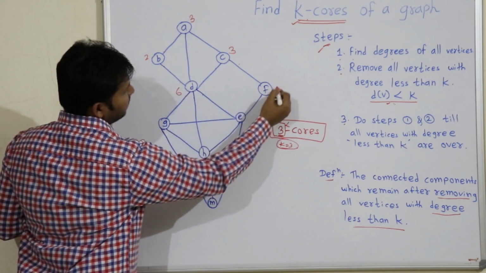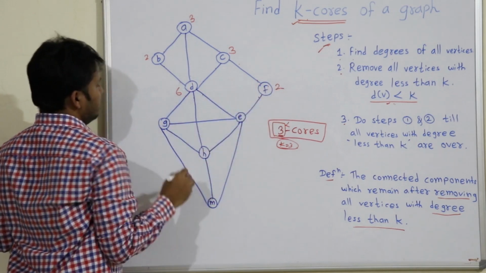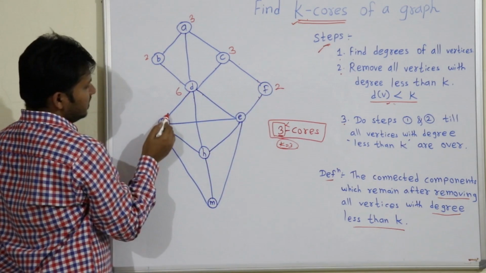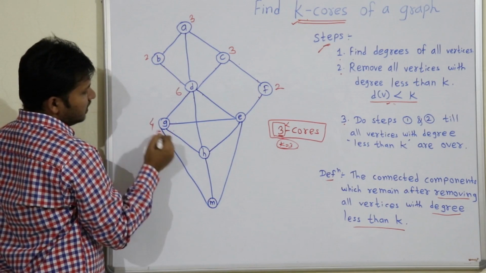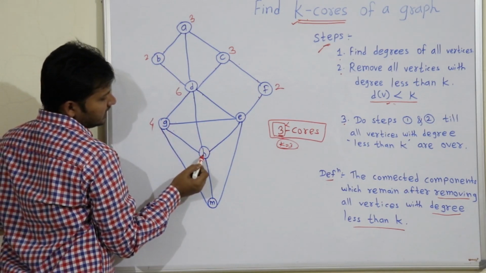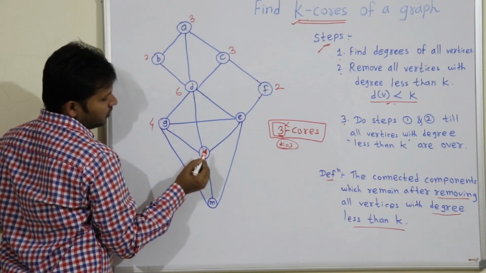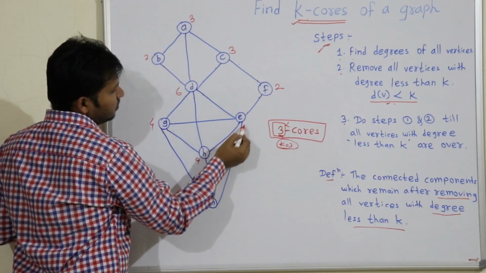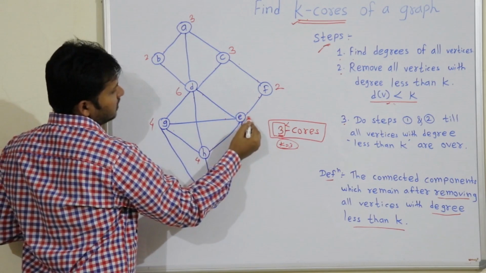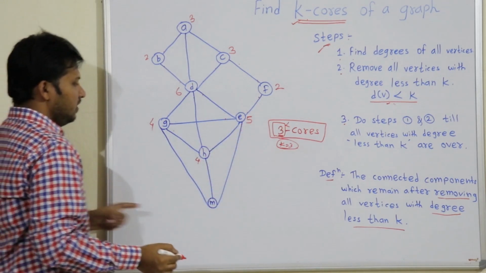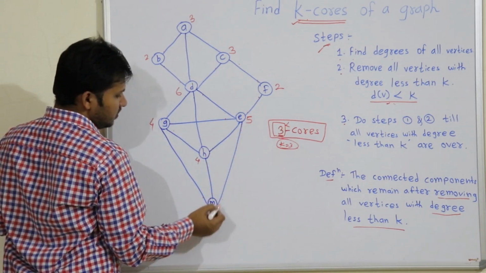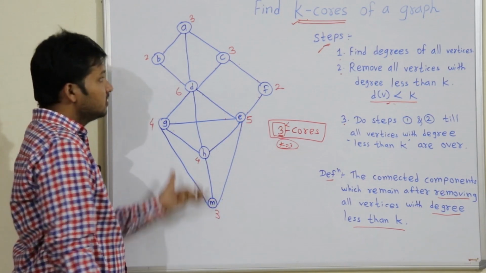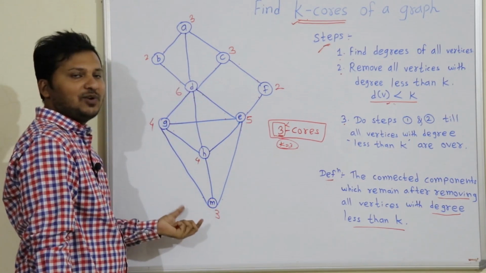For vertex F, the degree is 2. Then for vertex G, see 1, 2, 3, 4. Degree is 4. For vertex H, 1, 2, 3, 4. Degree is 4. For vertex E, 1, 2, 3, 4, 5. So degree is 5. Okay. For vertex M, 1, 2, 3. Okay. So all the degrees are computed now.